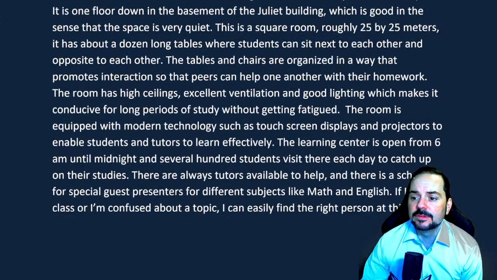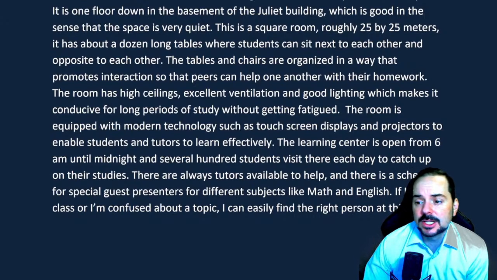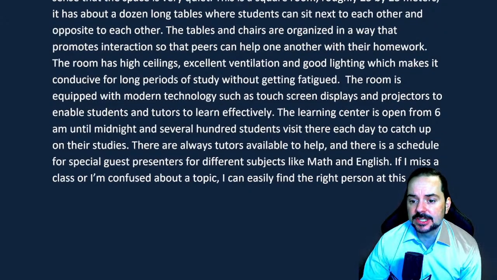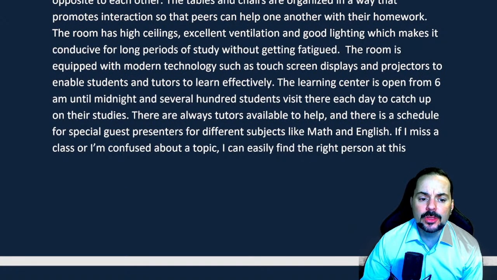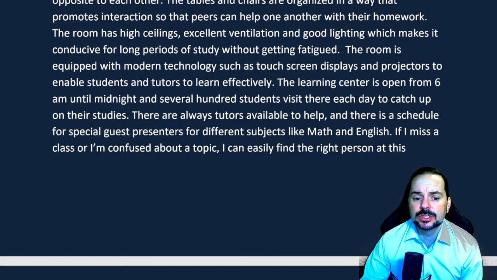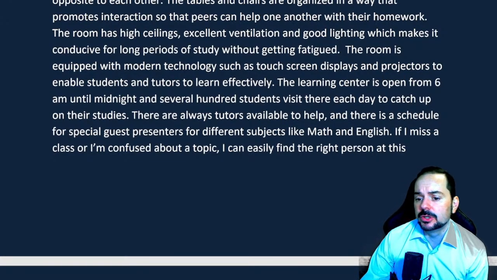This is a square room, roughly 25 by 25 meters. It has about a dozen long tables where students can sit next to each other and opposite to each other. The tables and chairs are organized in a way that promotes interaction so that peers can help one another with their homework. The room has high ceilings, excellent ventilation, and good lighting, which makes it conducive for long periods of study without getting fatigued. The room is equipped with modern technologies such as touchscreen displays and projectors to enable the students and the tutors to learn effectively.